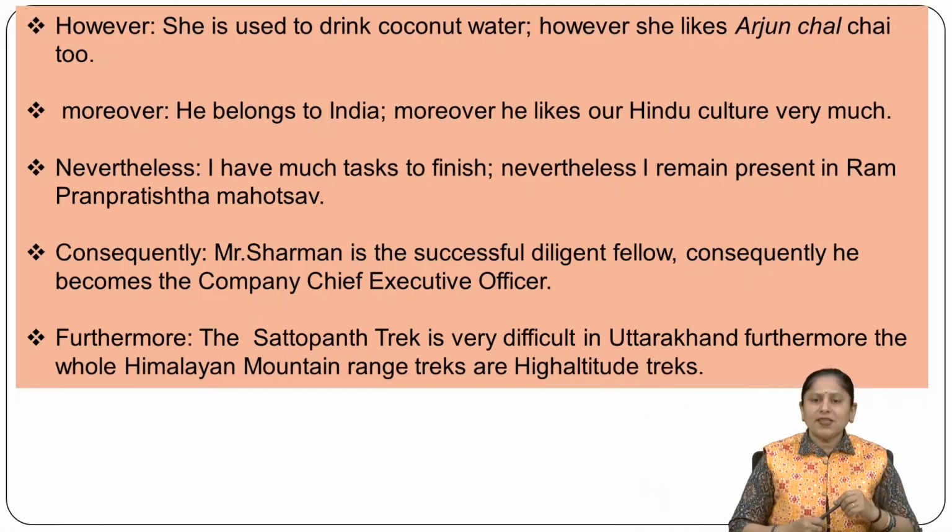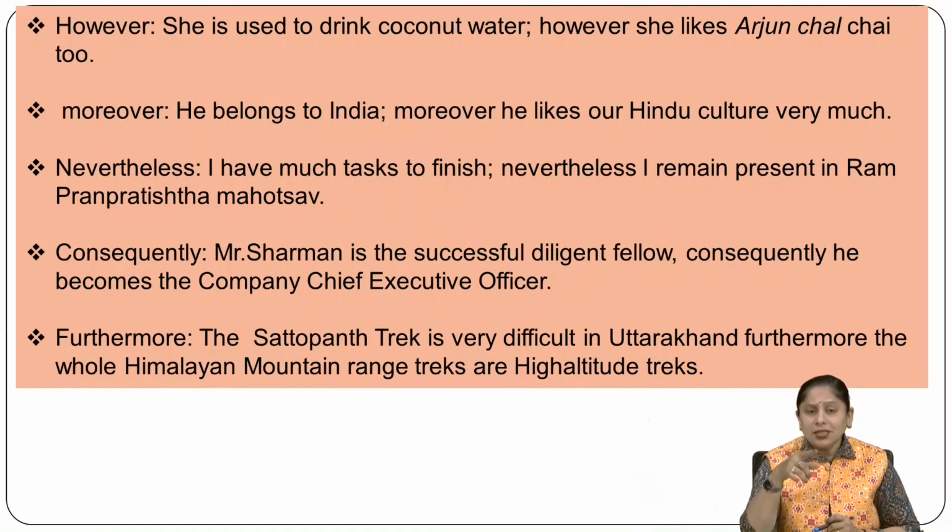Mr. Sherman is a successful, diligent fellow. Consequently, he becomes the company chief executive officer. So consequently, this second part of the sentence plays the role of showing the result, showing the things that happen because of the first sentence, and that particular adverbial modifier is known as the word consequently, and it shows the result of the sentence.